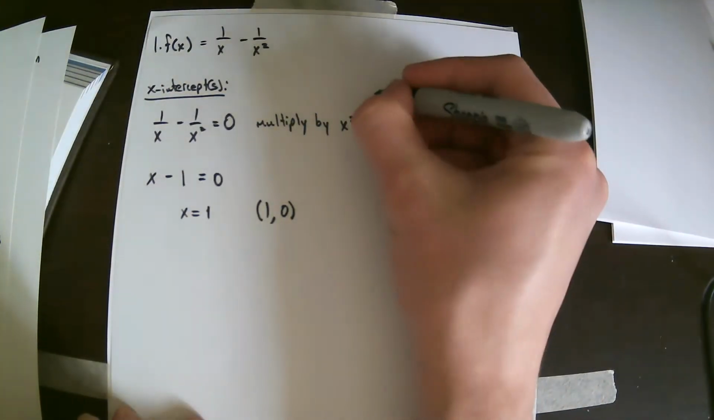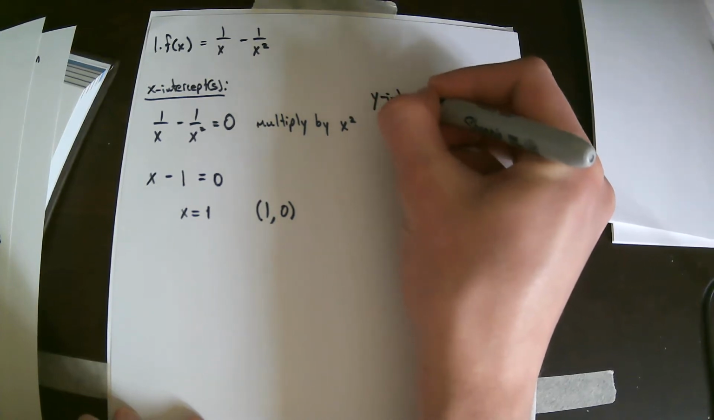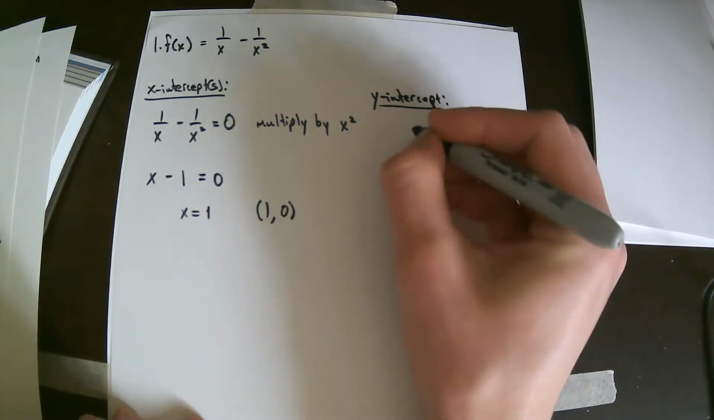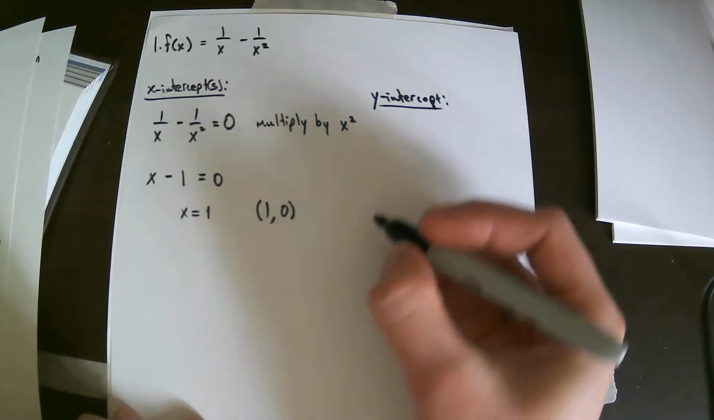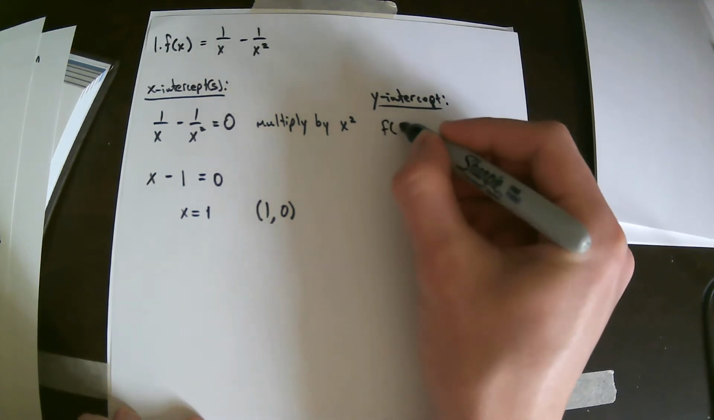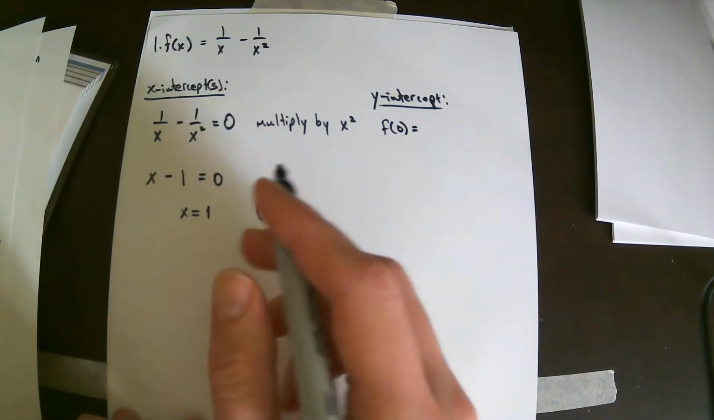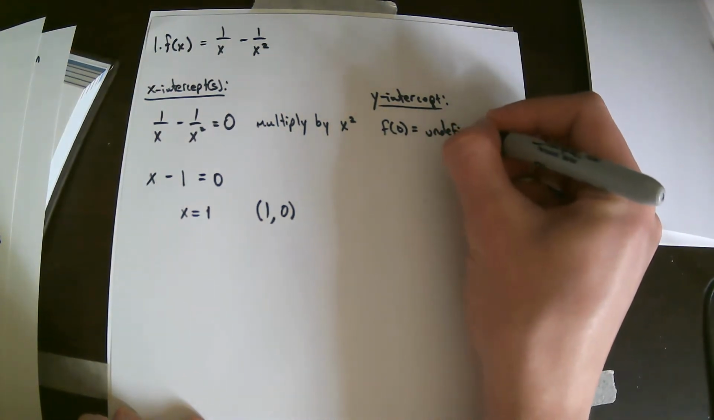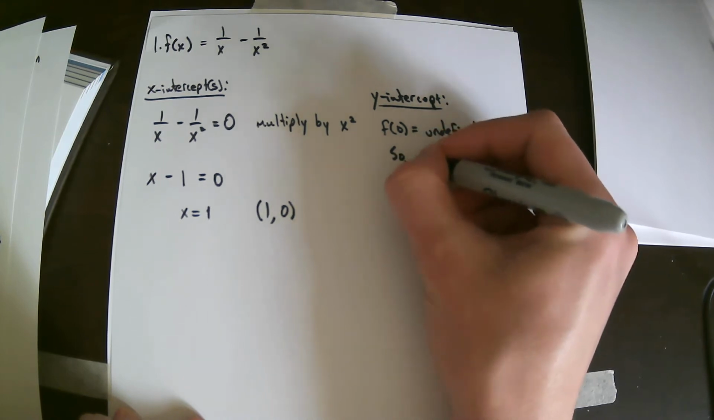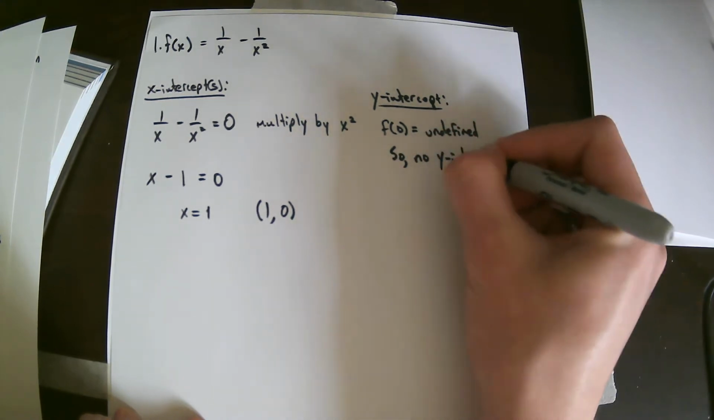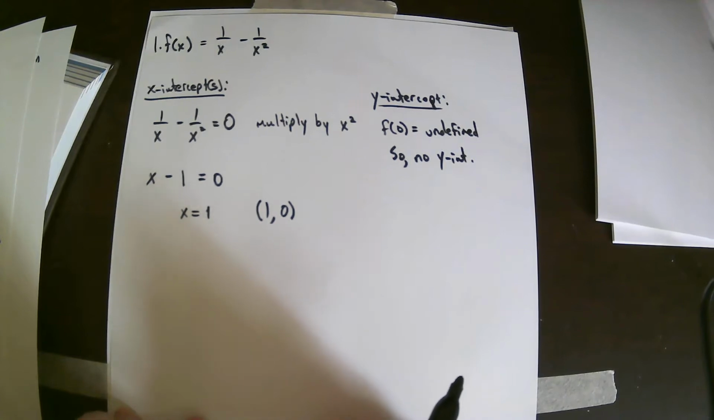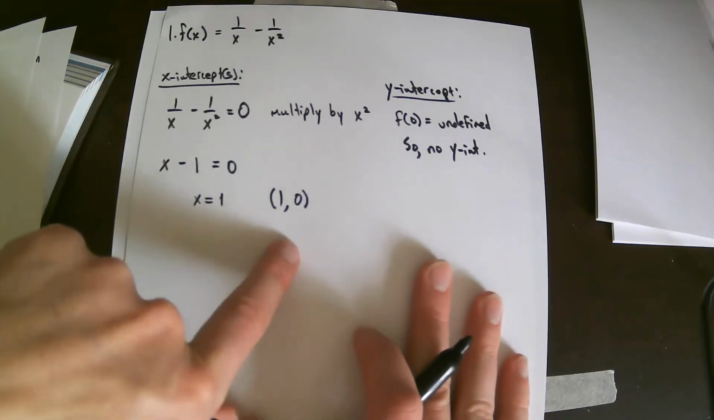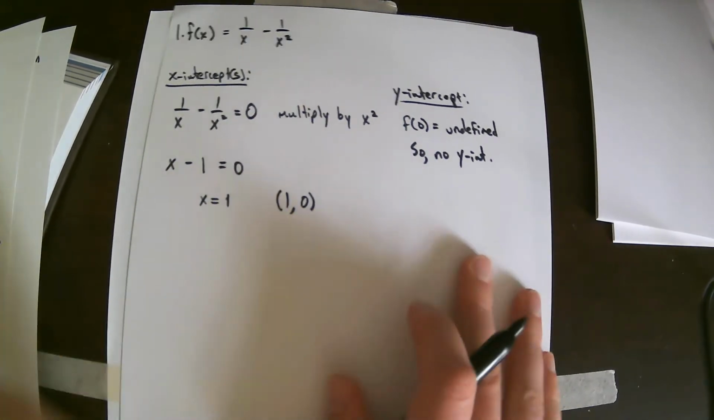Alright. What about the y-intercept? So I set x equal to 0, but that's a problem, right? F of 0, that's going to be 1 over 0 minus 1 over 0 squared. That's undefined. So, no. So there's no y-intercept. Okay. So we have one x-intercept and no y-intercepts.